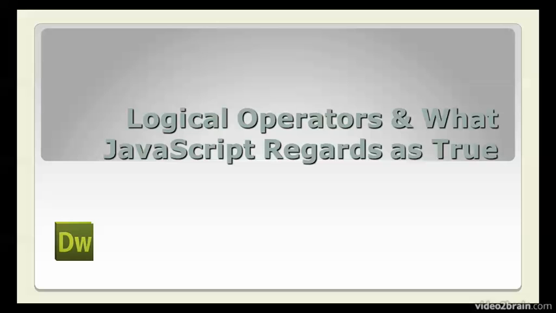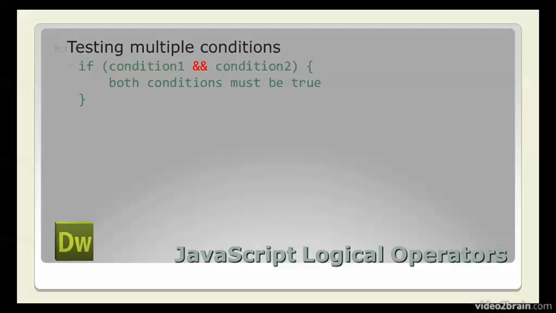In this lesson, I'm going to explain the JavaScript logical operators and what JavaScript regards as true. Both play important roles in conditional statements that determine what action to take, depending on values that are not known in advance. The first logical operator is a pair of ampersands.